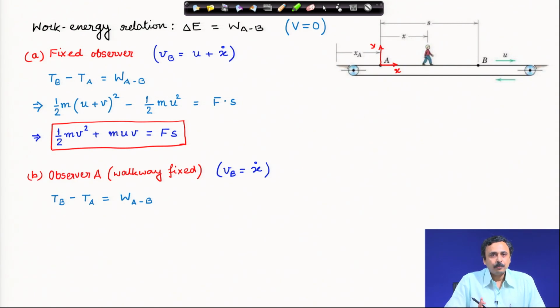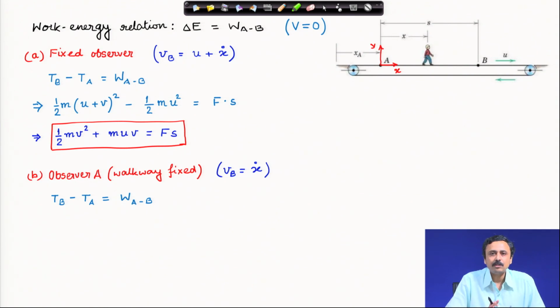By the way, both these frames, the ground fixed and the walkway fixed frames, are inertial frames. One is fixed with respect to distant stars, the other is moving at a constant velocity relative to this fixed frame. Therefore, both are inertial frames. Now, again I can write the work energy relation as written by this observer A.